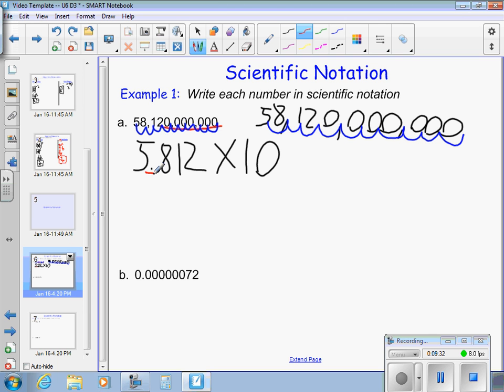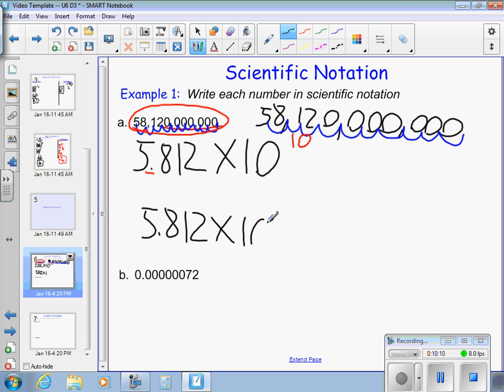So that means I have an exponent of 10, but there's one more thing I need to address here, and that is: is this exponent positive or negative? That's really very easy. When I look at this number, is it a large number, larger than 1, or a small number, smaller than 1? Well, this is larger than 1, so it's a positive exponent. So my answer, and I'm going to rewrite it for the sake of clarity, is 5.812 times 10 to the 10th power.